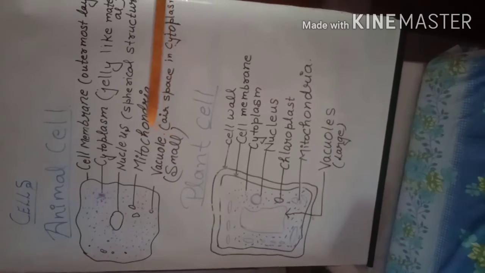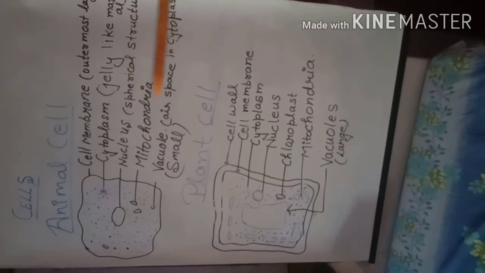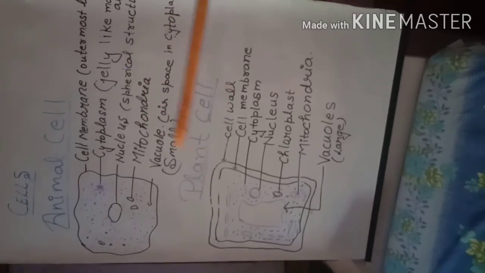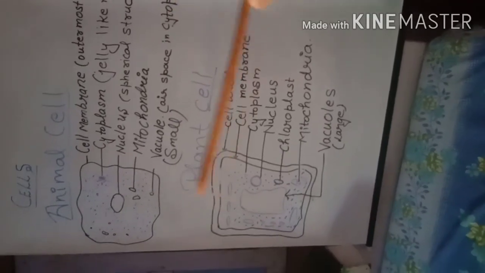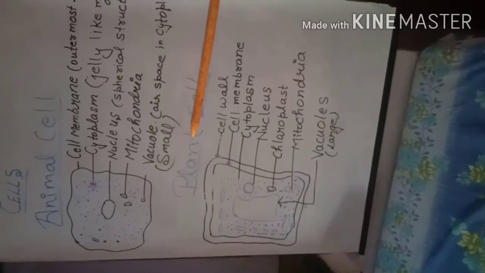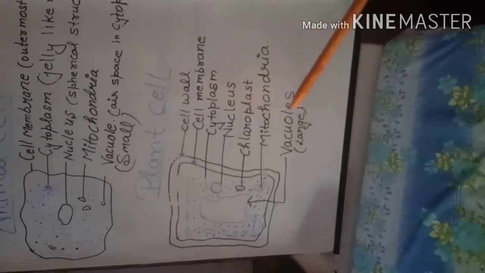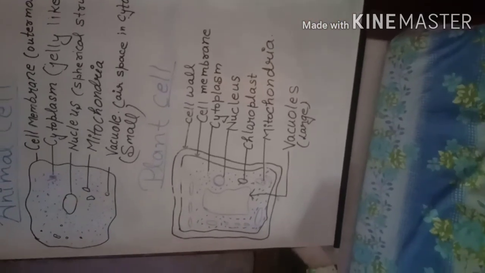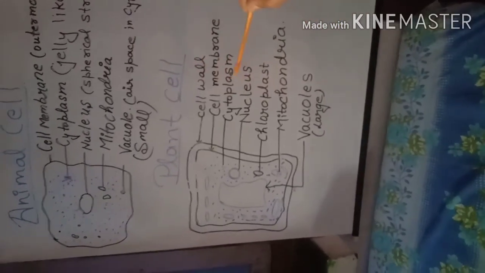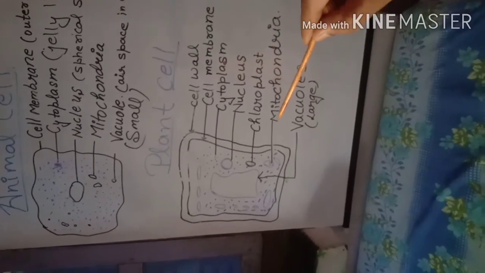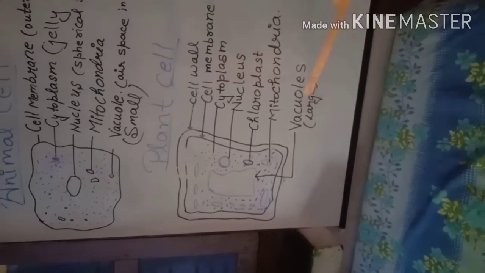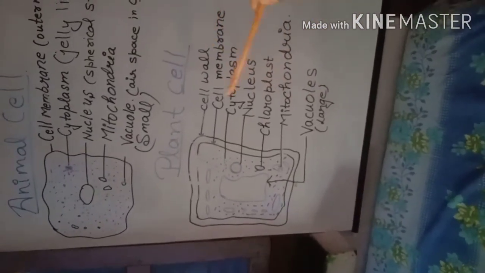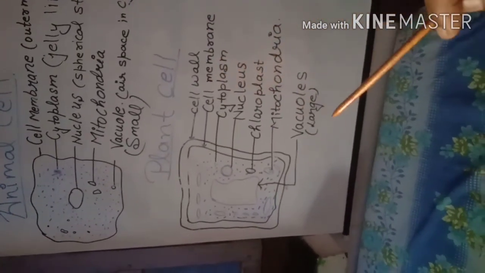Mitochondria release energy for the cell. Vacuoles are air spaces present in the cytoplasm, and vacuoles are small in the animal cell as compared to the plant cell. Now come to the plant cell. Plant cell has three extra parts. What are they? Cell wall, chloroplast and large vacuoles.